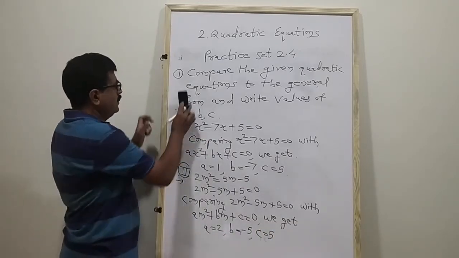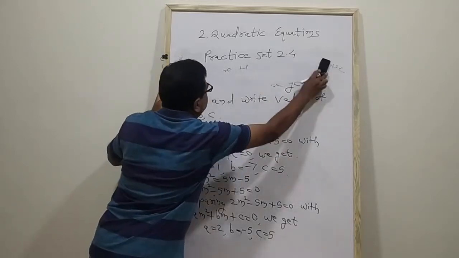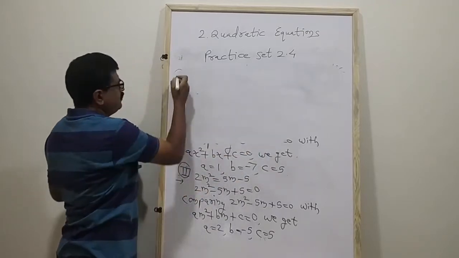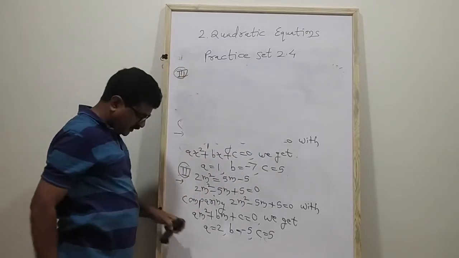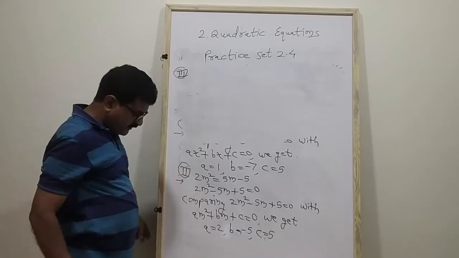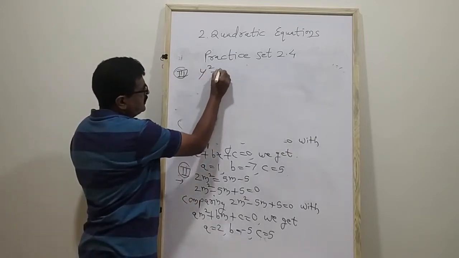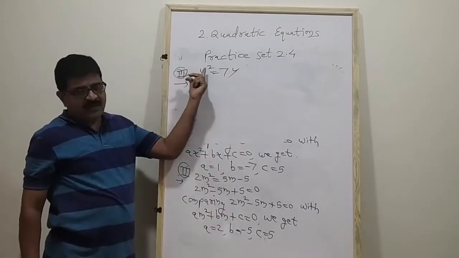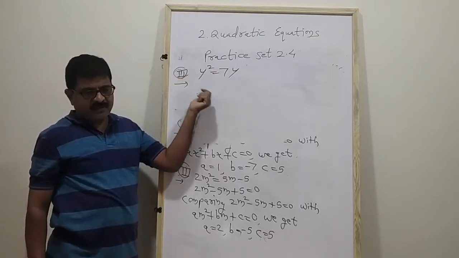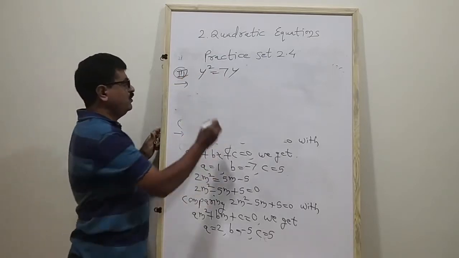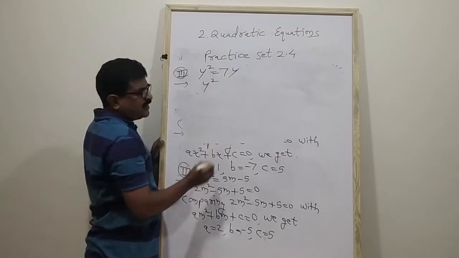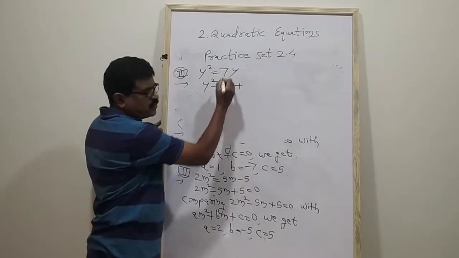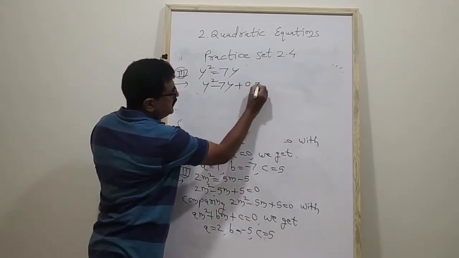Now third example, y square is equal to 7y. Now first write down the given equation in the form ax square plus bx plus c is equal to 0. We can write this as y square minus 7y plus, here there is no constant term, that is 0, is equal to 0.